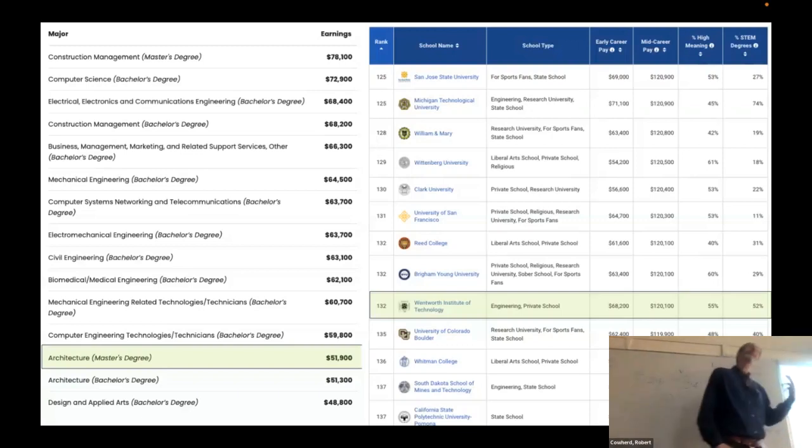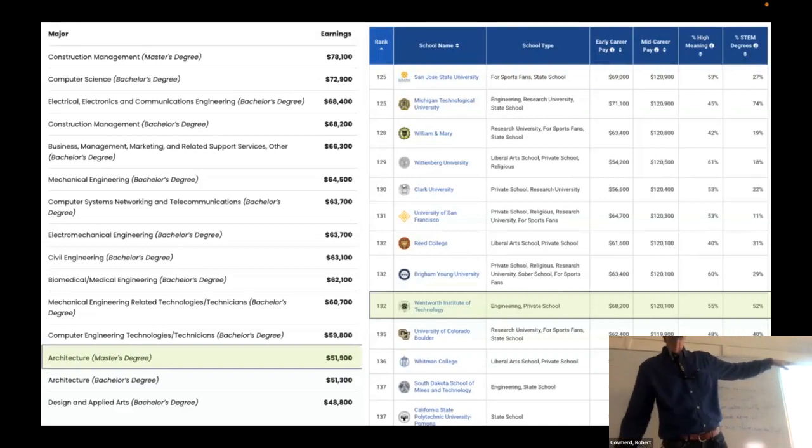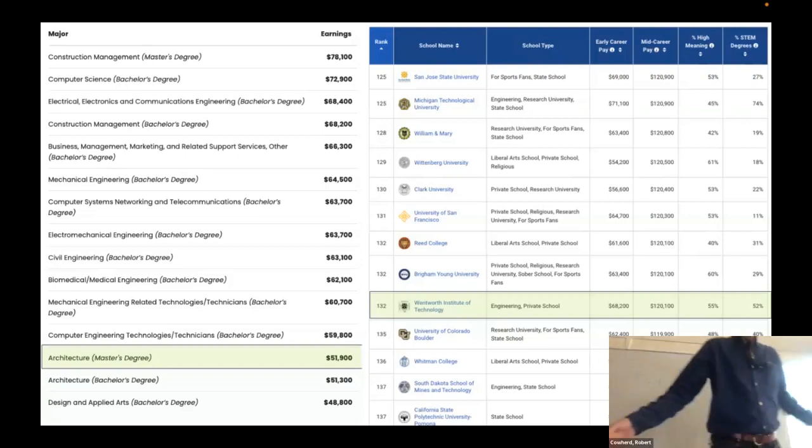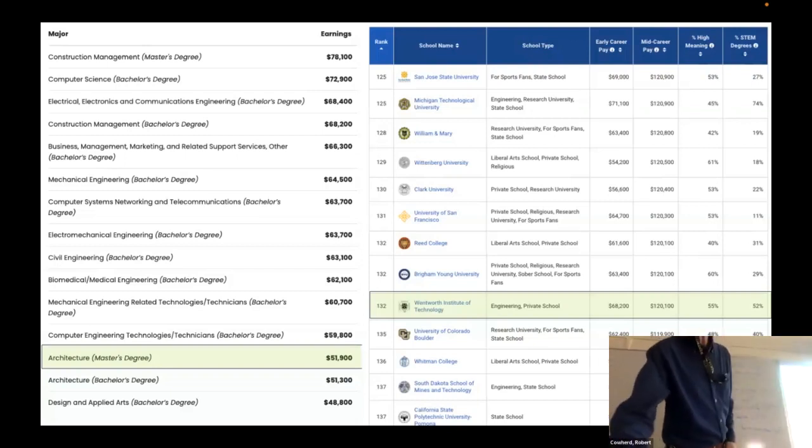I'd like to think that because, man, what we do in the graduate program rocks. Talk to someone who's in the graduate program and ask them what's good and what's bad about the graduate program. Okay, so now let's move over here. Well, I can't really see it. Wentworth is ranked 123rd on return on investment.